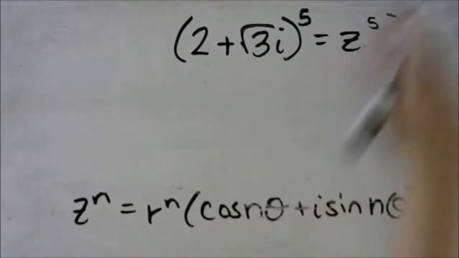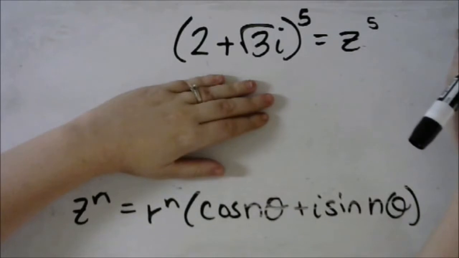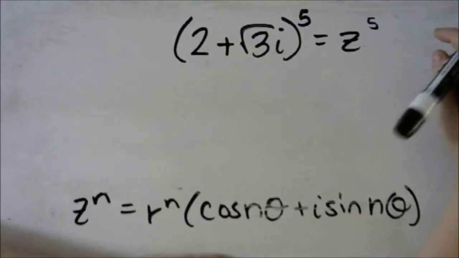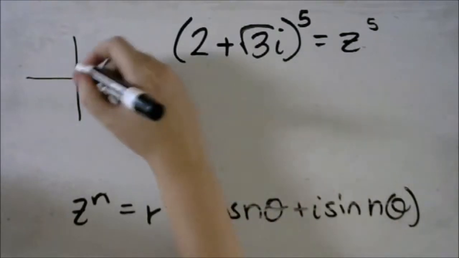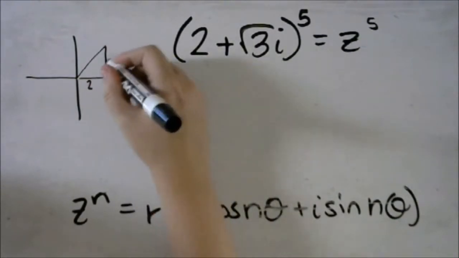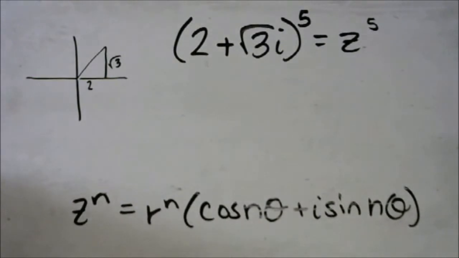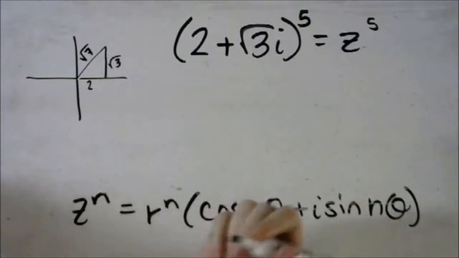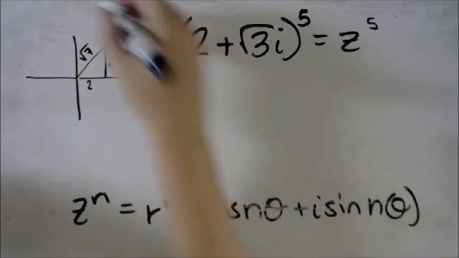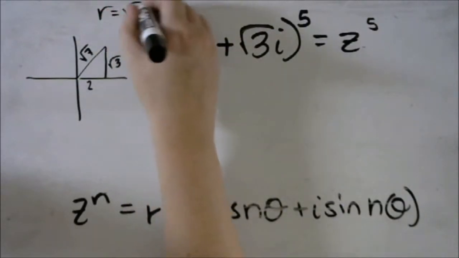So let's go through the process of rewriting this complex number in trigonometric form so that we can find its 5th power. We start by finding r. I like to draw a picture. This is 2 comma rad 3, which would be in quadrant 1 with an x of 2 and a y of rad 3. I can find the hypotenuse either by using the formula for the modulus of a complex number or by using the Pythagorean theorem. Whatever you're most comfortable with works, and we find that the hypotenuse is radical 7. So I know that r is rad 7.